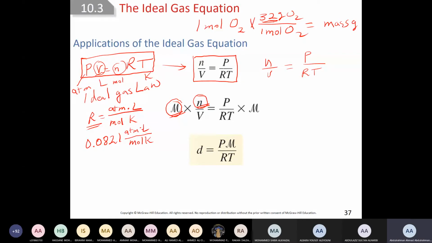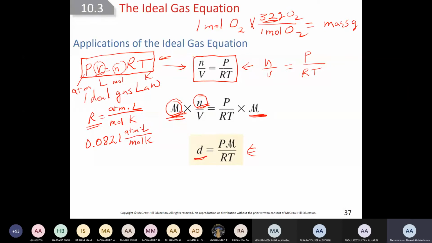Mass over volume is equal to what? Density. So what did I do with this equation? I multiply both sides by the molar mass in gram, and I have a density which is equal to P, pressure, times molar mass in gram divided by RT. So if I ask you to find the density of any gas, I don't want you to memorize this equation. I want you to memorize the ideal gas law, but you should be able to change it to density very easily.